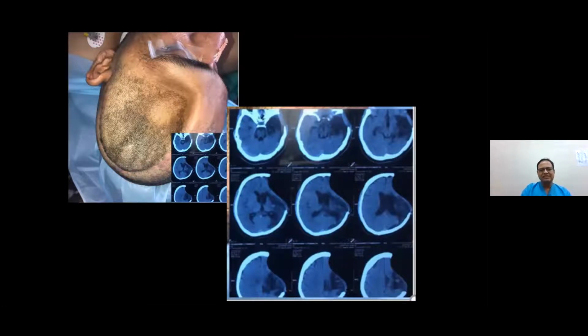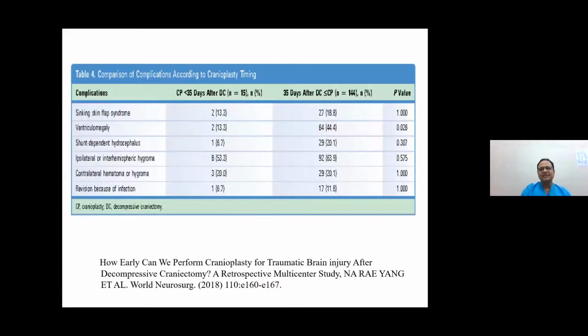Hence, it's essential that one does the cranioplasty early to prevent the sinking flap syndrome. Though there is a controversy which is the right time, whether it is 1 month, 3 months, or 1 year. But if a patient develops sinking flap syndrome, it is better to do it early. And the sinking flap syndrome is more common if one waits for more than 1 month.